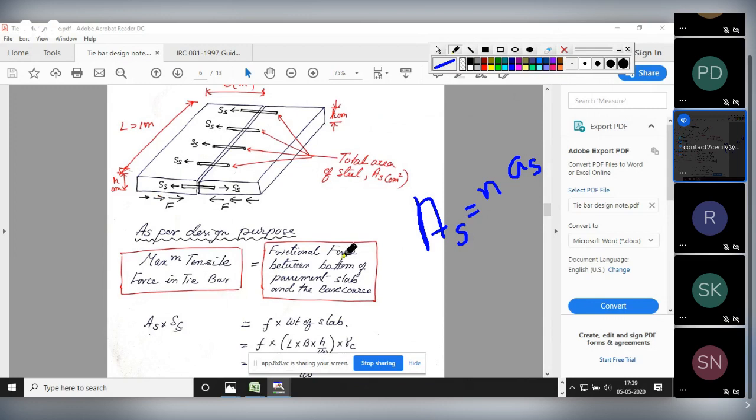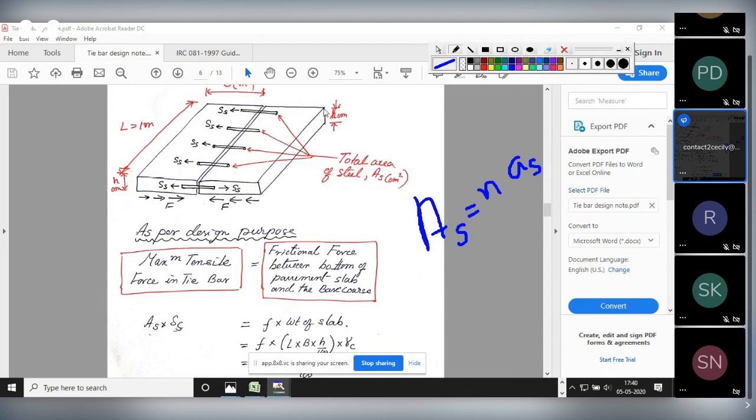Now what is the frictional force? Frictional force is F, the coefficient of friction, into the normal weight of the slab. Now what is the normal weight of the slab? It equals its self weight. What is the formula for the self weight of the slab?